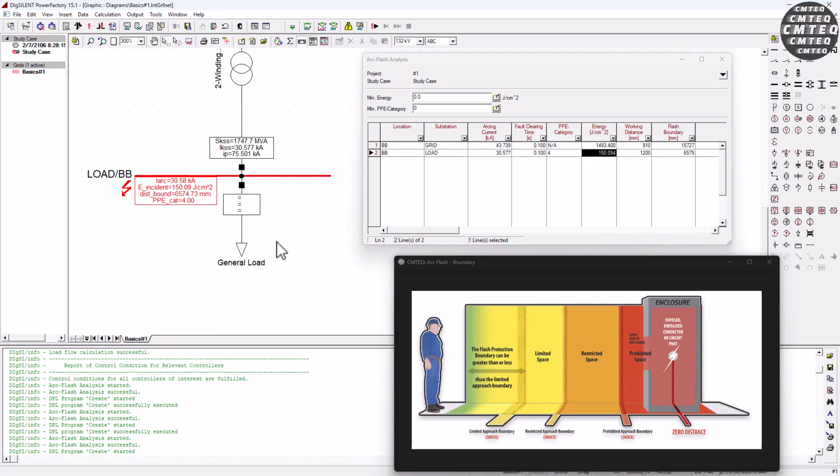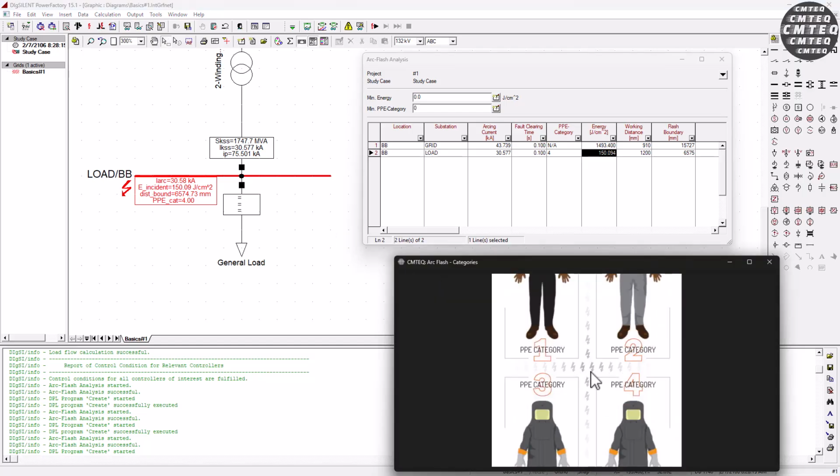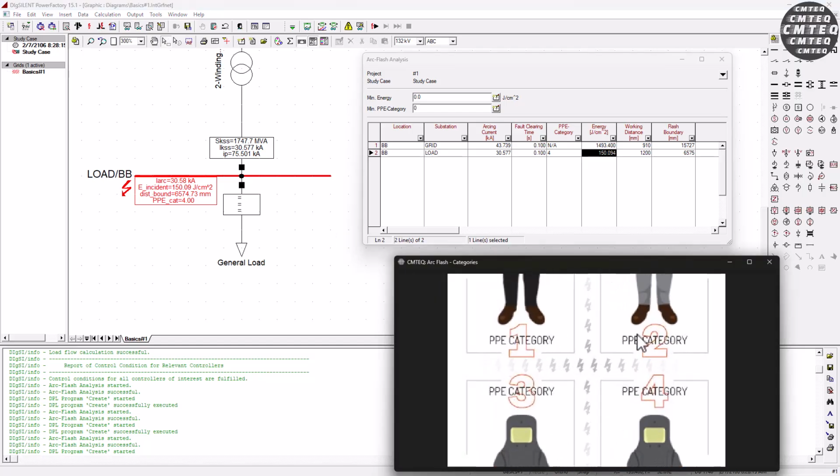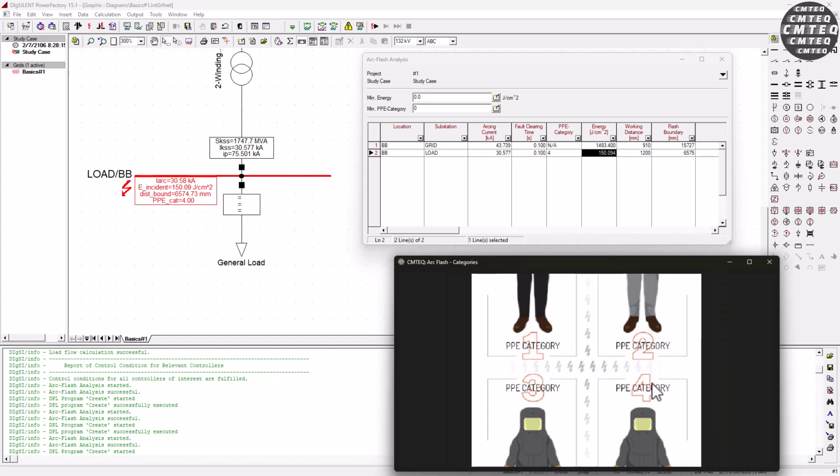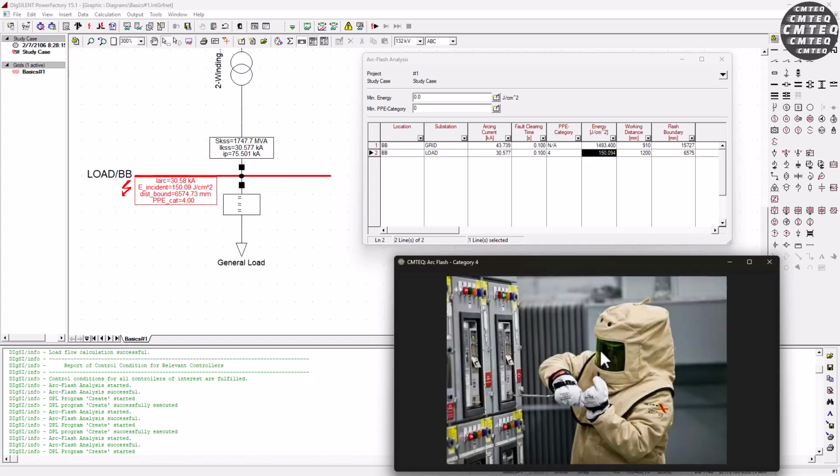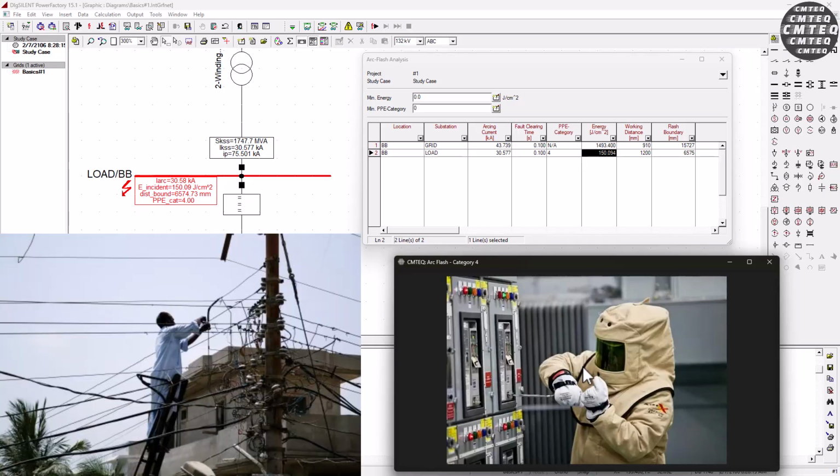Category 4 is serious level, okay? The PPE straight jump from -1 to 4. We only have 4 categories here, okay? Category 1, 2, 3, and 4. Now we're jumping straight to category 4 here, which requires a full arc rated suit, as we can see here, a helmet, hood, and insulated gloves, so that you don't take chances, okay?